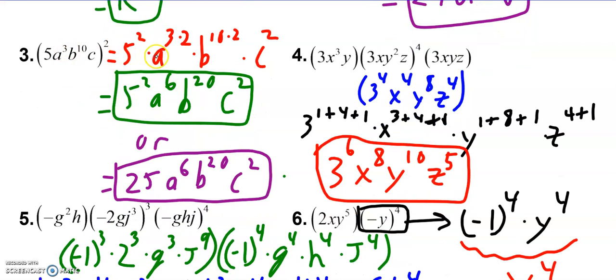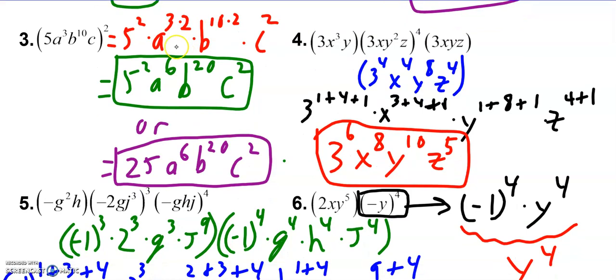So this becomes 5 squared times a to the 3 times 2 times b to the 10 times 2 times c squared. I simplify this a little bit. A to the 3 times 2 is a to the 6th, b to the 10 times 2 is b to the 20th, and c squared is still c squared. I can leave this as 5 squared, or I can change that to 25. For the purposes of this problem, it's more just practicing your properties of exponents, so whether you leave it as 5 squared or make it 25 does not matter.